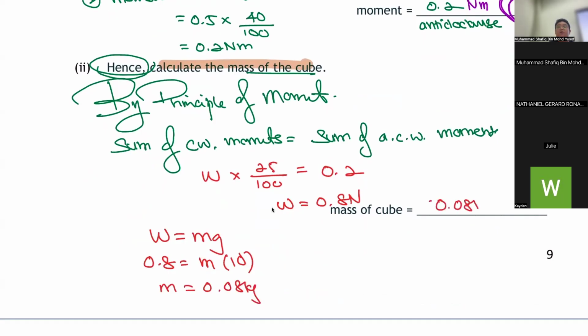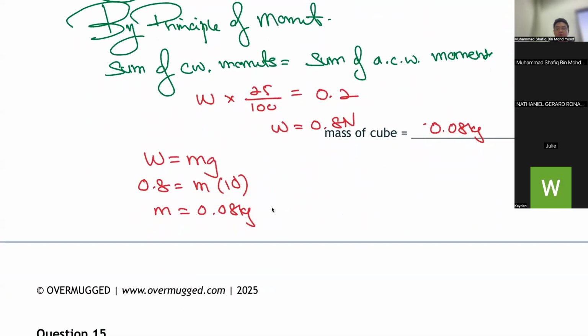This one, if you want to leave it in kg, can. If you want to convert to gram, also can. Because why? We never tell what's the unit they want, right? If they specify the unit, then please go and do the necessary conversion. Okay, 80 gram. Kg, yeah, you can leave it. But unless they ask for gram, then you convert to gram in this case. Okay, so that's it for this one.